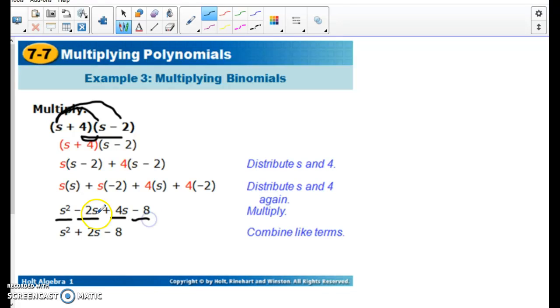And then I can combine my negative 2s and my positive 4s to give me a positive 2s. And I'm done. Remember, I can't simplify that anymore. Even though they're both s's, they have different exponents, so they can't get simplified anymore.